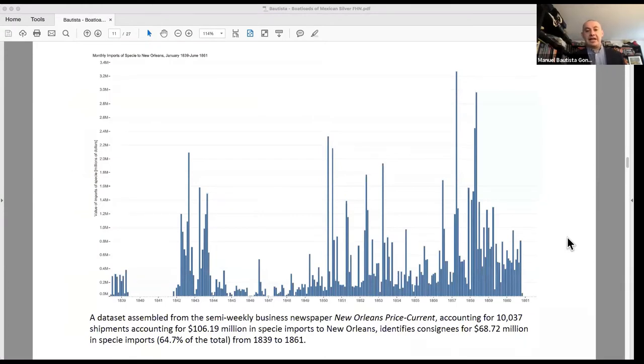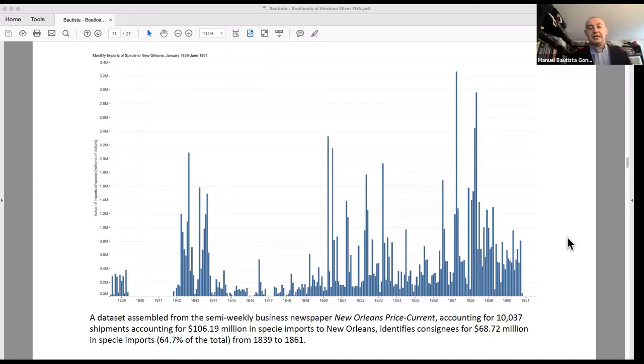I assembled a data set from this semi-weekly business newspaper. It accounts for 10,037 shipments of $106 million in specie imports value to New Orleans.